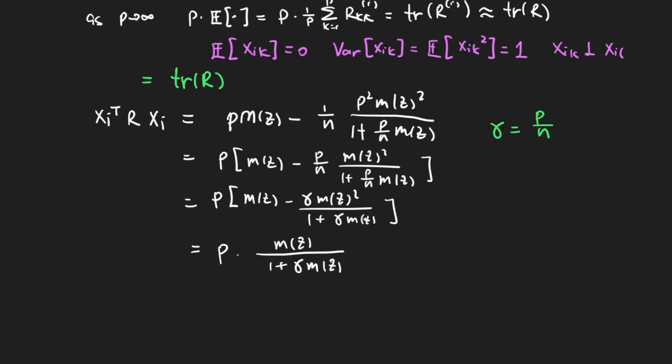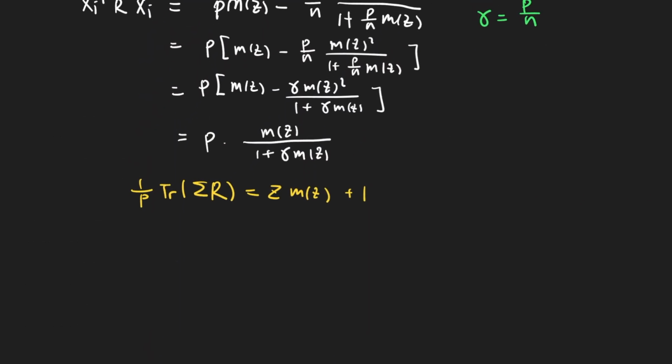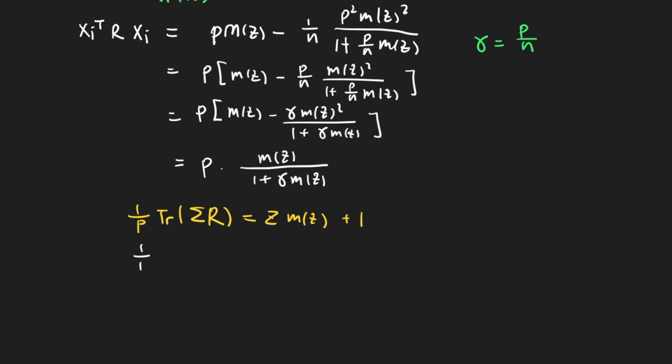Because for our resolvent identity, we have 1 over p times the trace of sigma times r, so that equals z times m of z plus 1. And the left-hand side can be written as 1 over n times the sum of xi transpose r xi, right? So that equals z times m of z plus 1.